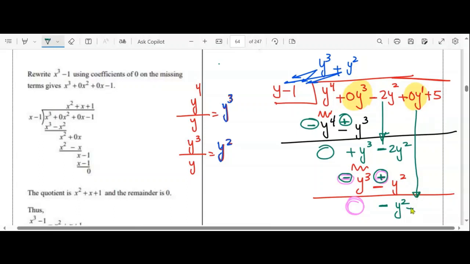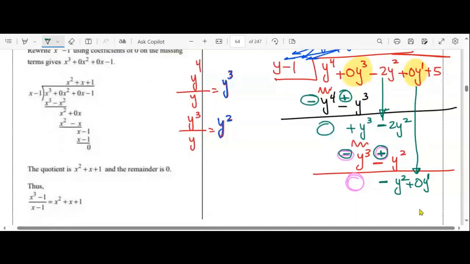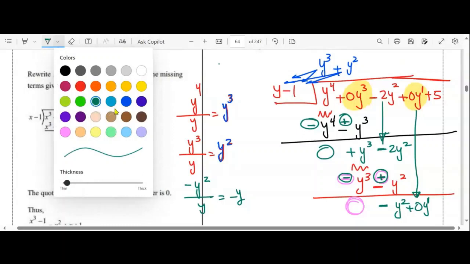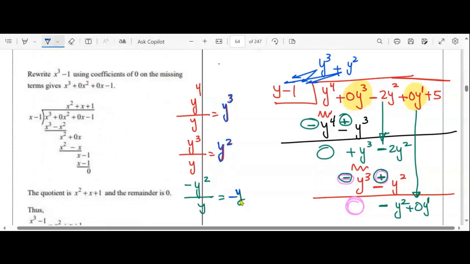0y to the power of 1. And then we take the first term, divide by the first term. So negative y. Negative y? Yes. Then you bring the negative y where?